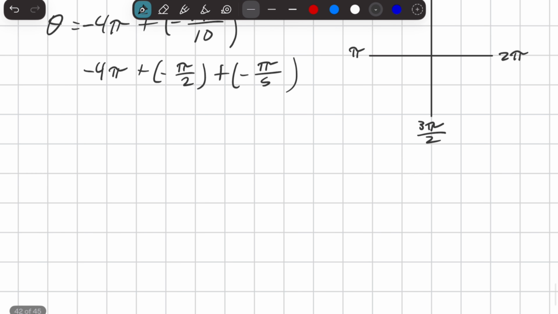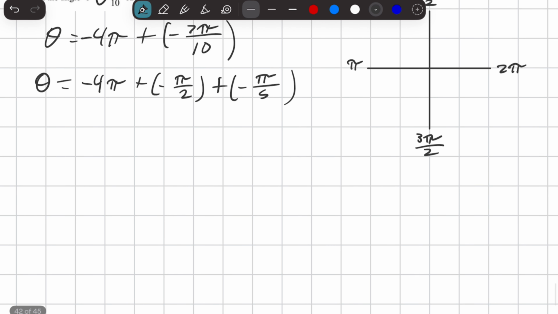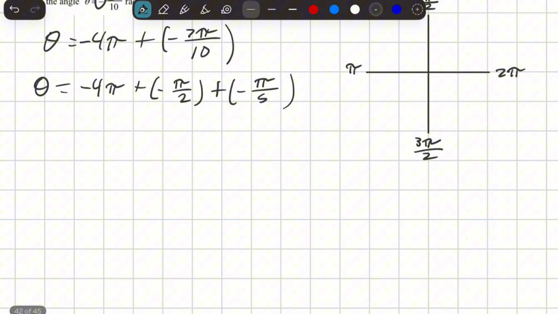Okay, so this is just so we can draw everything. We know that we're going to go around in the negative direction twice, and then we're going to go over negative 90 degrees, and then we're going to go over a negative pi over 5. And a negative pi over 5 is the same thing as if you were to divide 180 degrees by 5. So if you go ahead and do that, you get negative 36 degrees. So past the negative 90, it's going to go negative 36 degrees.